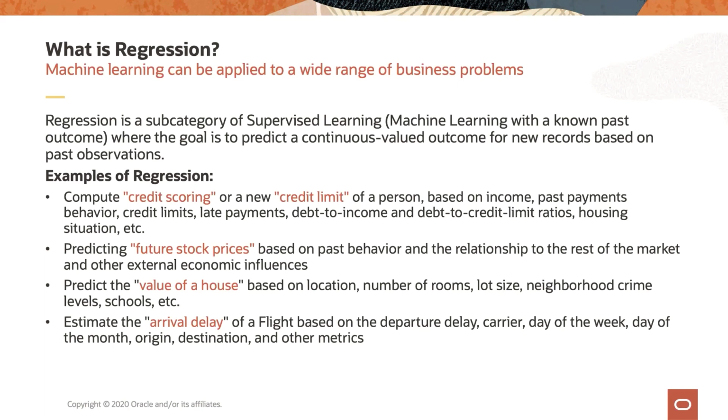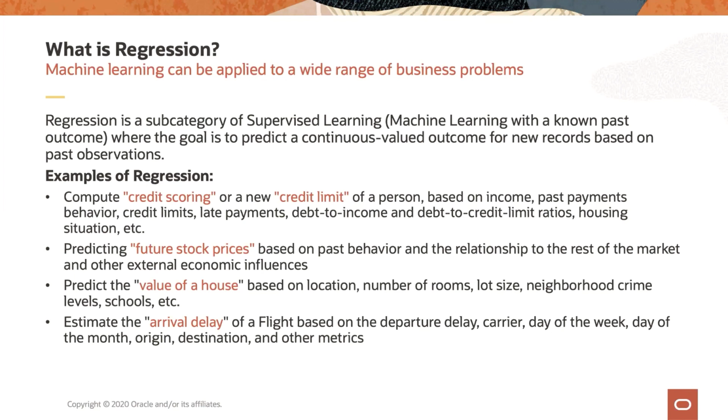The same thing happens with future stock prices. Those are variable numbers. It's not just good and bad. Things like the value of a house, based on the location of the house, number of rooms, lot size. There are things like neighborhood crime levels, and schools and other things that can be considered.